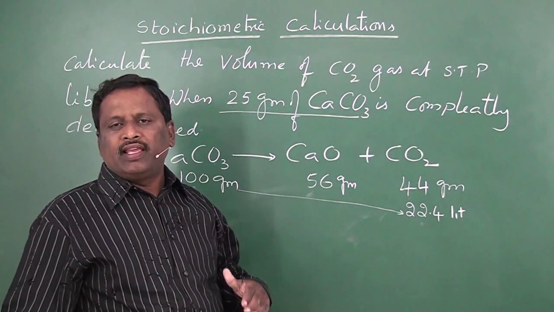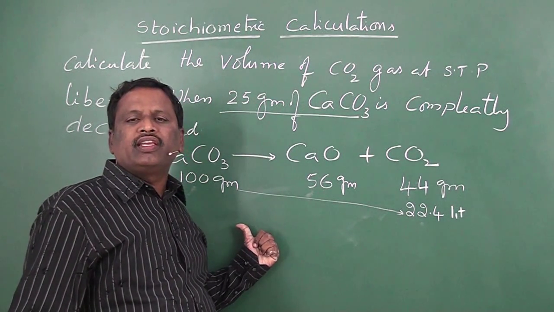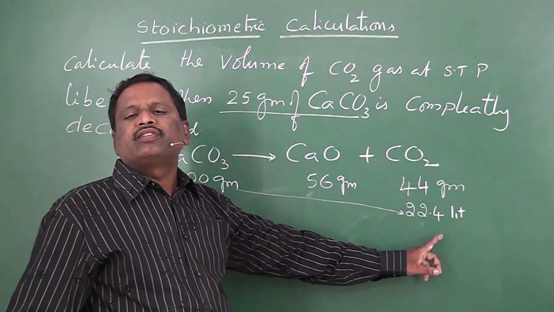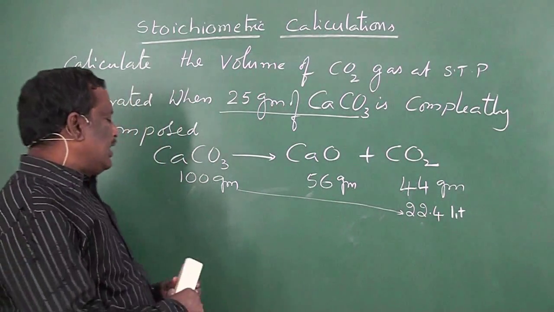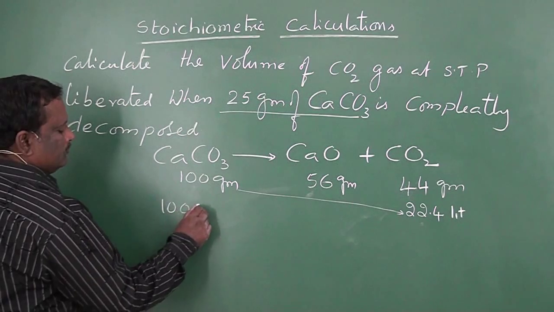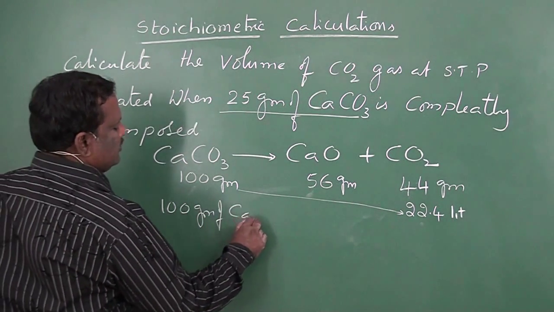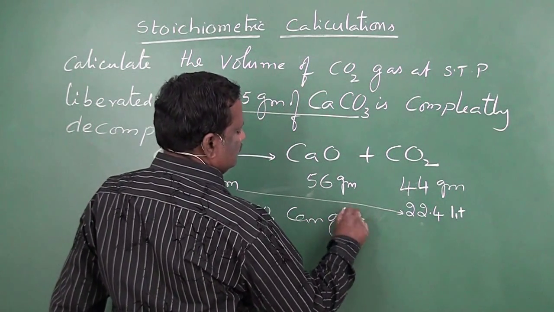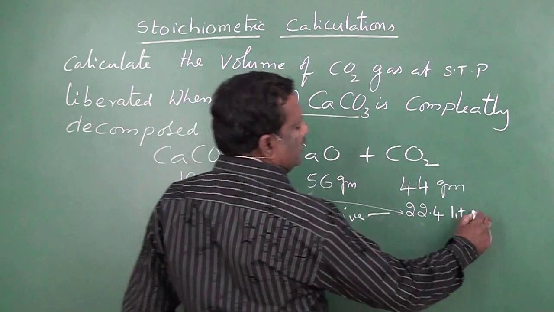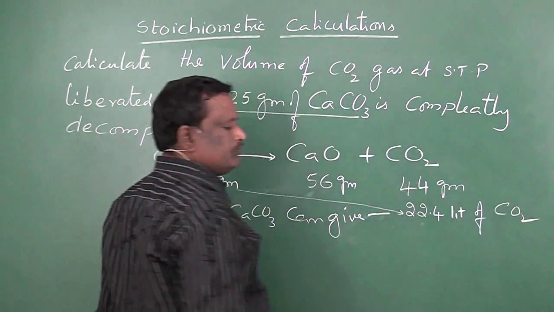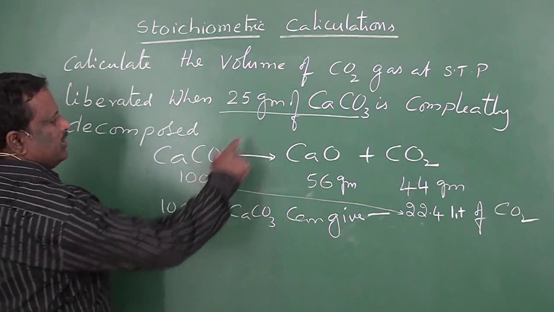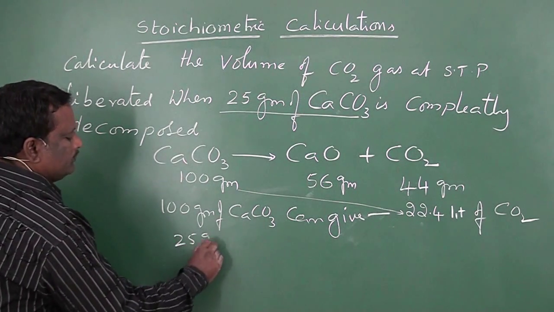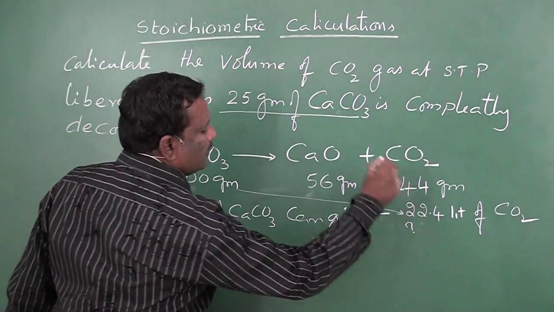So, in other words, we can say that 100 grams of CaCO3 on decomposition can give 22.4 liters of CO2 at STP conditions. Now they are asking the amount of CO2 that is liberated from 25 grams. So 25 grams of CaCO3 can give how many liters?